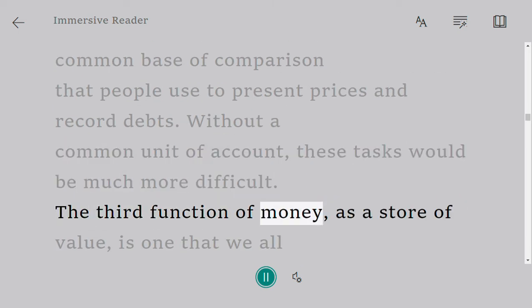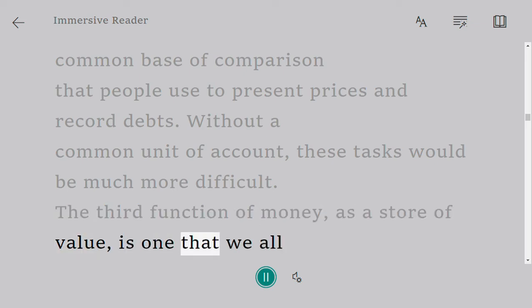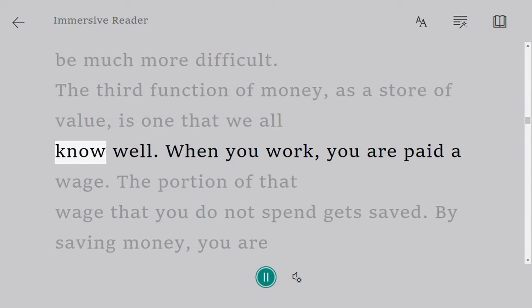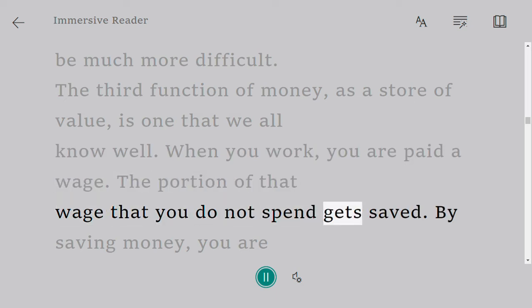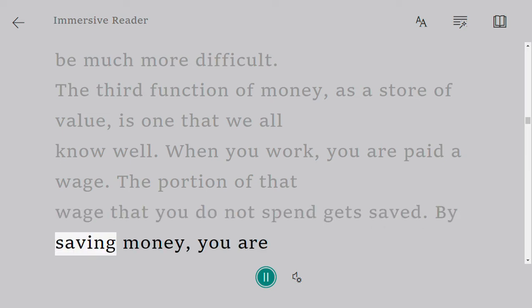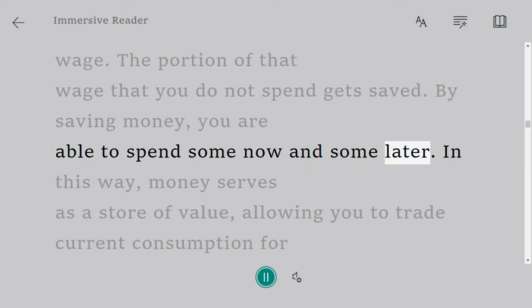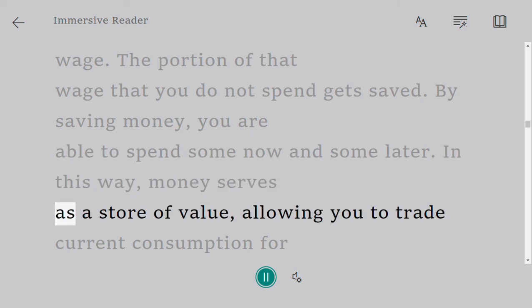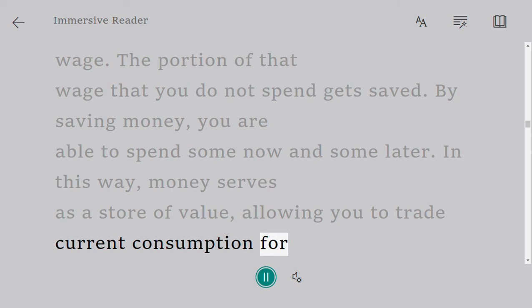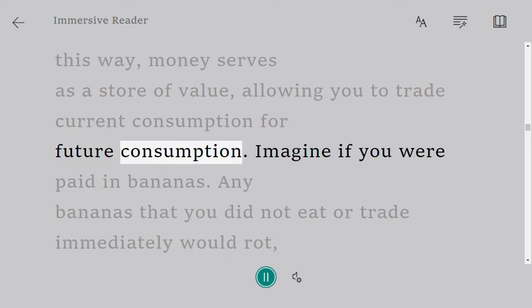The third function of money, as a store of value, is one that we all know well. When you work, you are paid a wage. The portion of that wage that you do not spend gets saved. By saving money, you are able to spend some now and some later. In this way, money serves as a store of value, allowing you to trade current consumption for future consumption.